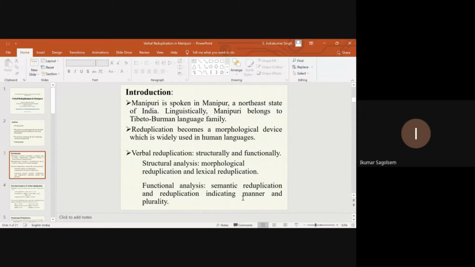The present study investigates verbal reduplication, focusing on structural and functional reduplication. Structural reduplication will include morphological and lexical reduplication. Functional reduplication includes semantic reduplication and reduplication indicating manner and plurality.